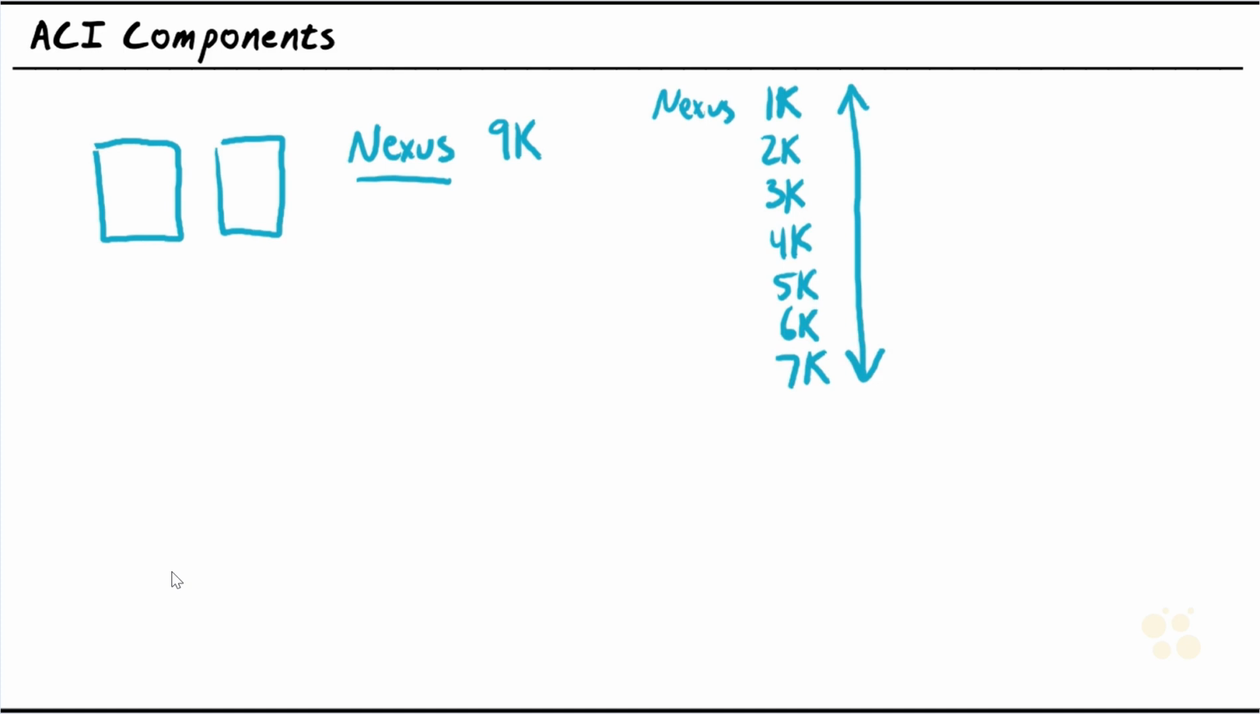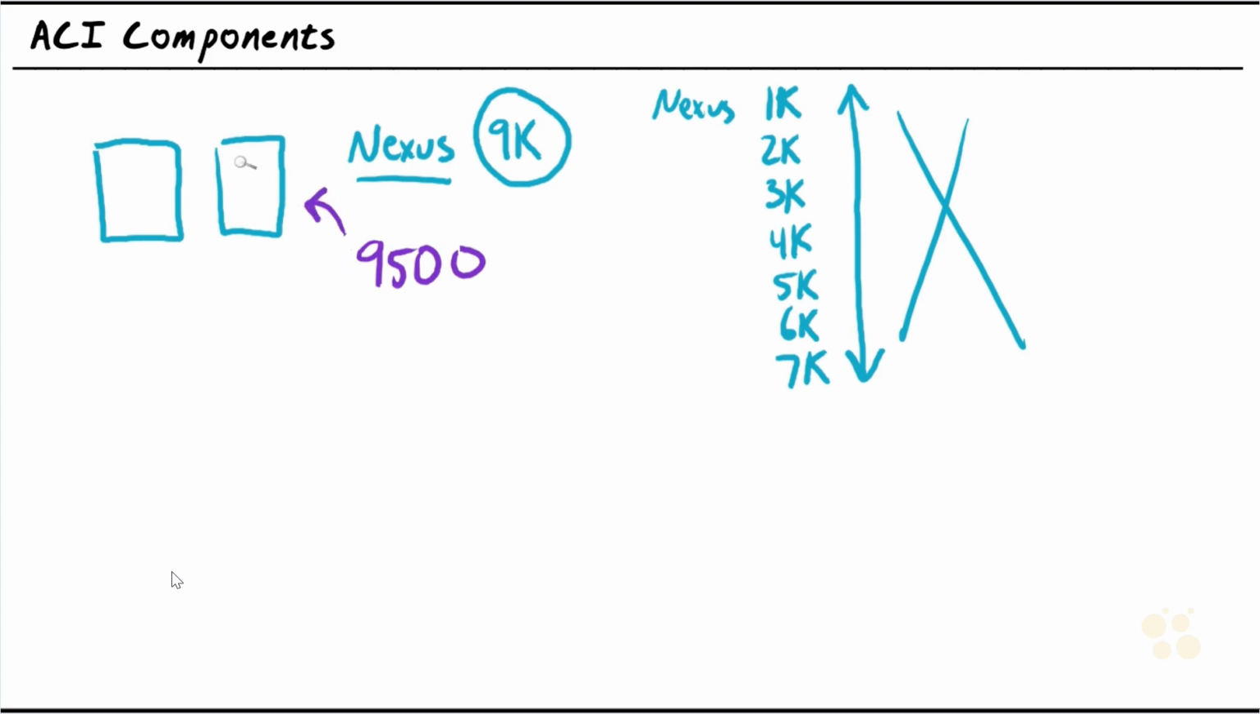Now, why they skipped the 8Ks is anyone's guess, but either way, the 9Ks are what ACI runs on. ACI cannot run on any of the traditional Nexus switches. So now let's get a little more specific. The Nexus 9500s are chassis switches, sort of like what we've drawn here, where we can slide multiple line cards in and really have very high density switches that take up more significant rack unit space. So these would be the chassis switches.